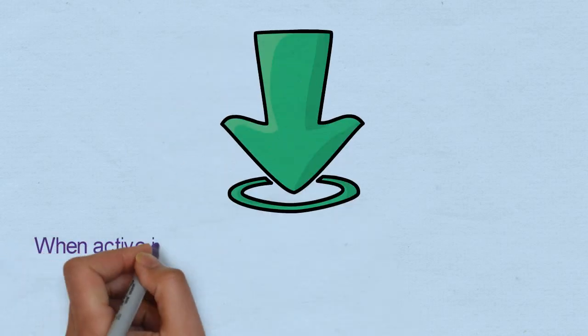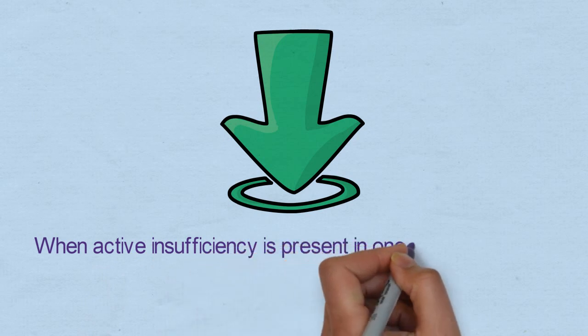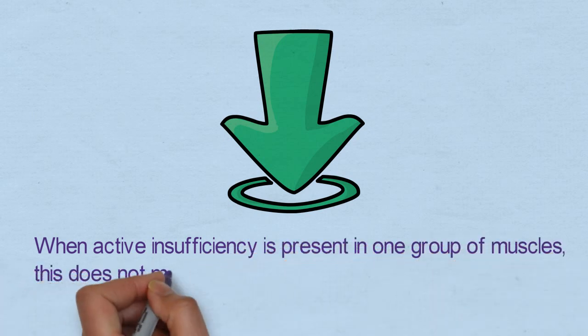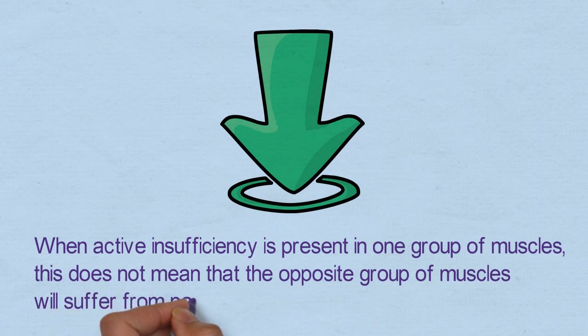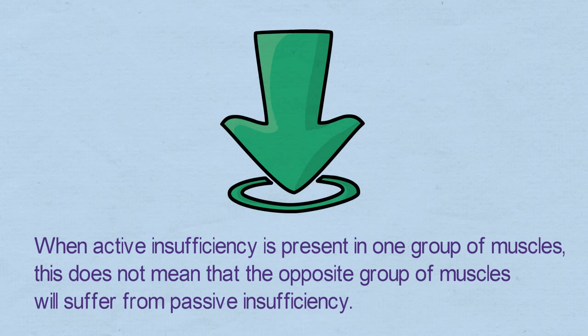So there is one thumb rule: when active insufficiency is present in one group of muscles, this doesn't mean that the opposite group of muscles will suffer from passive insufficiency, unless the opposite group has two joint muscles. So this is the idea of active and passive muscle insufficiency that I wanted to present to you all.